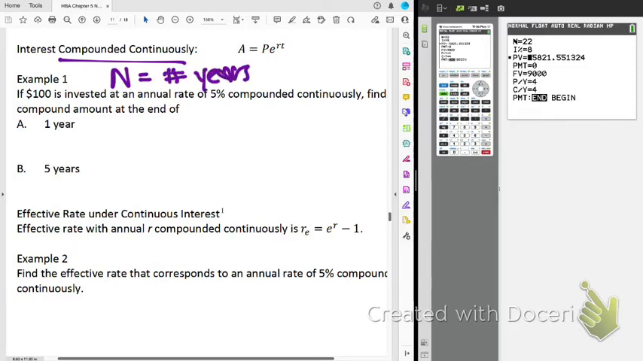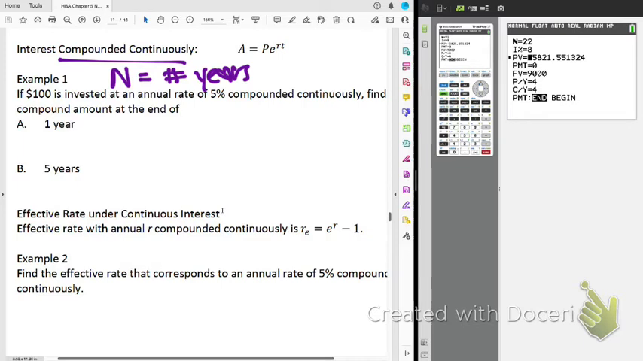Okay? This is because in every other one, we say n is the number of years times the amount of times it's compounded that year. Can you say the number of times it's compounded when it's continuously? No. Okay, so in this one, you make n the number of years.